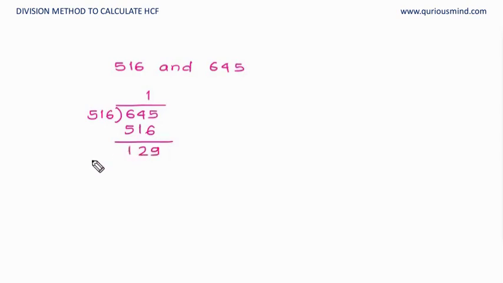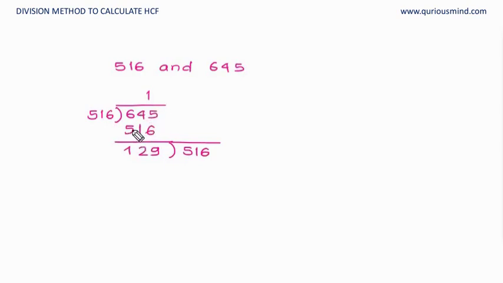Find HCF of 516 and 645. Again, which is the bigger? 645. So we will divide 645 by 516. 516 ones are 516. Remainder is 129. Now, because there is a remainder, we will bring the divisor here as the dividend.